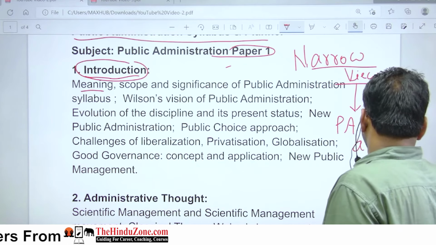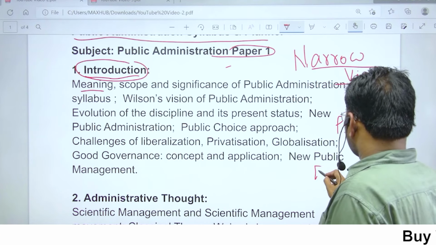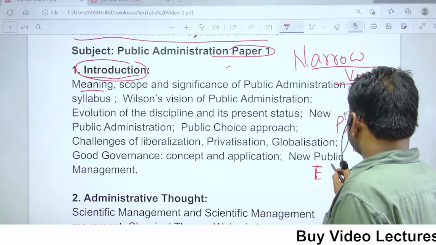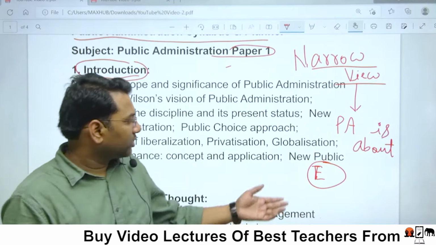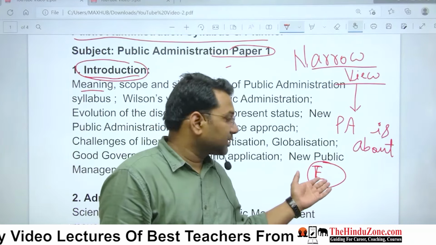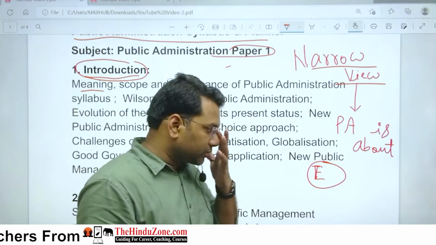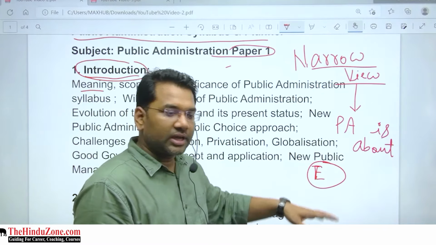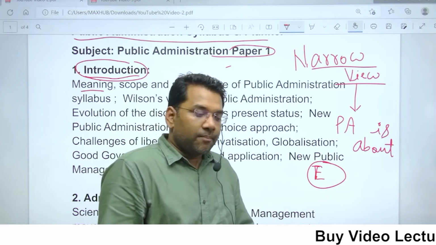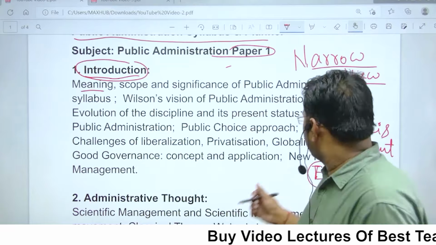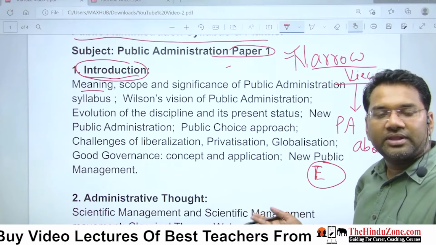about implementation of policies, or we can say dealing with the executive branch only. Executive kaun hote hain, right? I'm talking about the permanent executive, those who are responsible for implementation of policy, the IAS officer. Public administration is dealing with that only: how you have served, what decisions you have taken, and how exactly the welfare has taken place. So the narrow view says public administration is about this only, dealing with the executive.